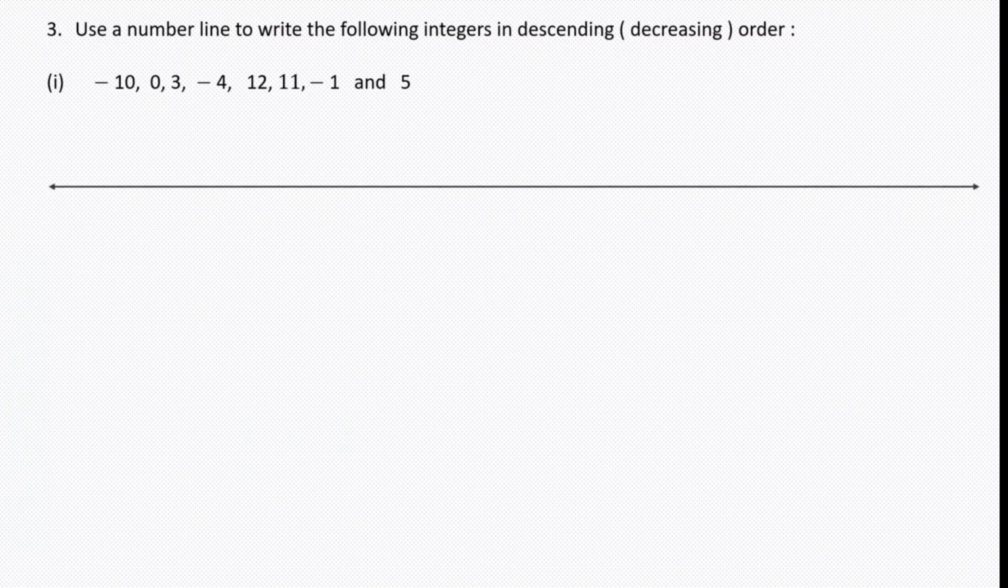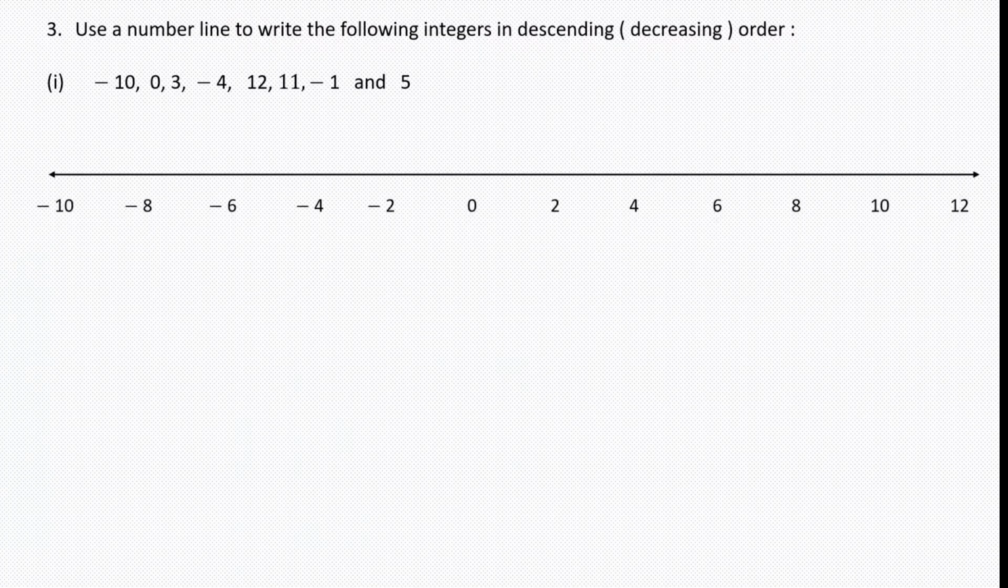Okay, so first step, draw the number line, then mark the points and write your numbers. So once again, let's write these numbers above the number line. Minus 10. So I have minus 10. 0. Let's not miss out any number. That's why I'm ticking there. 3 is a positive number on the right side between 2 and 4. Minus 4. Minus 4 is here.